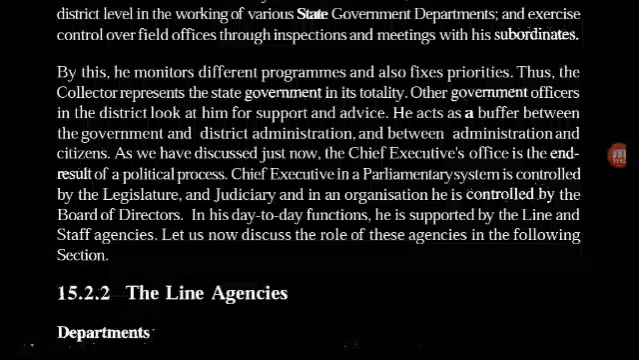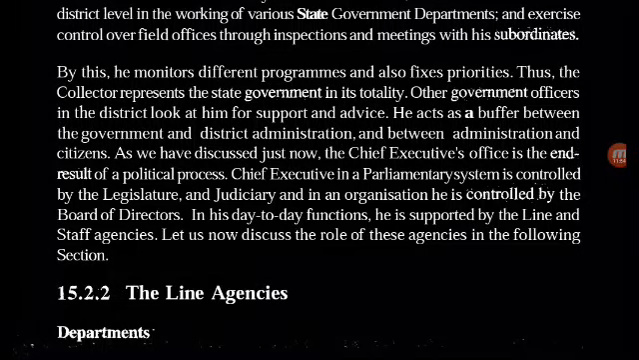By this, he monitors different programs and also fixes priorities. Thus, the collector represents the state government in its totality. Other government officers in the district look at him for support and advice. He acts as a buffer between the government and district administration and between administration and citizens.